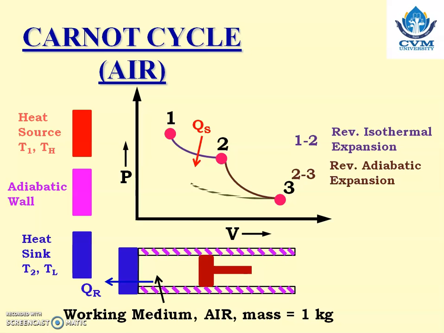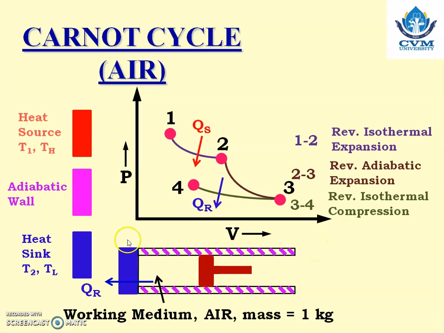Let us draw it on the PV diagram. So that is point number 4, P4 and V4. This process is known as the reversible isothermal compression process, and this one is the heat rejection.